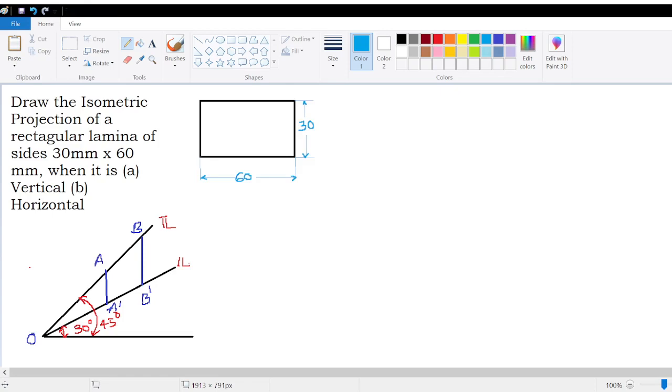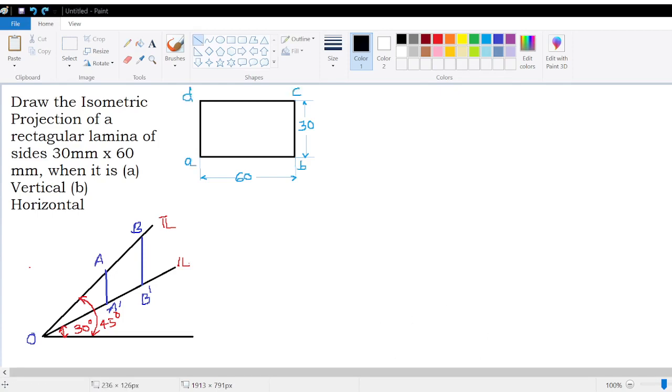Now this is a solid, or this is the lamina of side 30 mm by 60 mm. Now we are going to draw the case when it is vertical. So when it is kept vertical, you can see that one of the sides will be on the base. So let us take, say, the 60 mm side to be on the base. Then you can see that the other two sides will be vertically up and the other one will be horizontal.